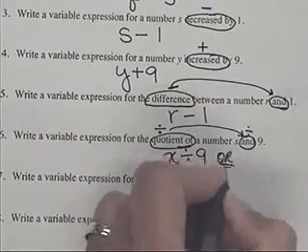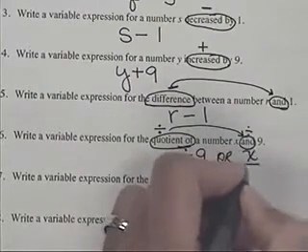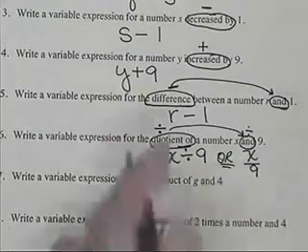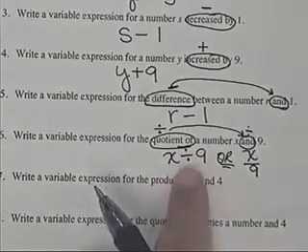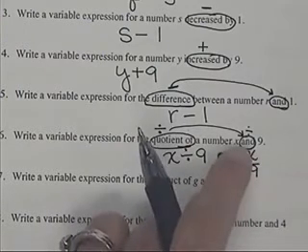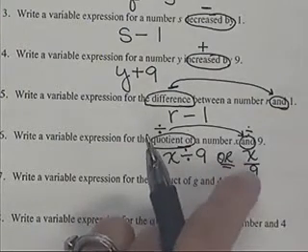Or in algebra, you're going to see it much more often written as a fraction. Whenever you have division, you're not going to see this division sign very often anymore. You're going to see it as a fraction, and it's the top number divided by the bottom number.